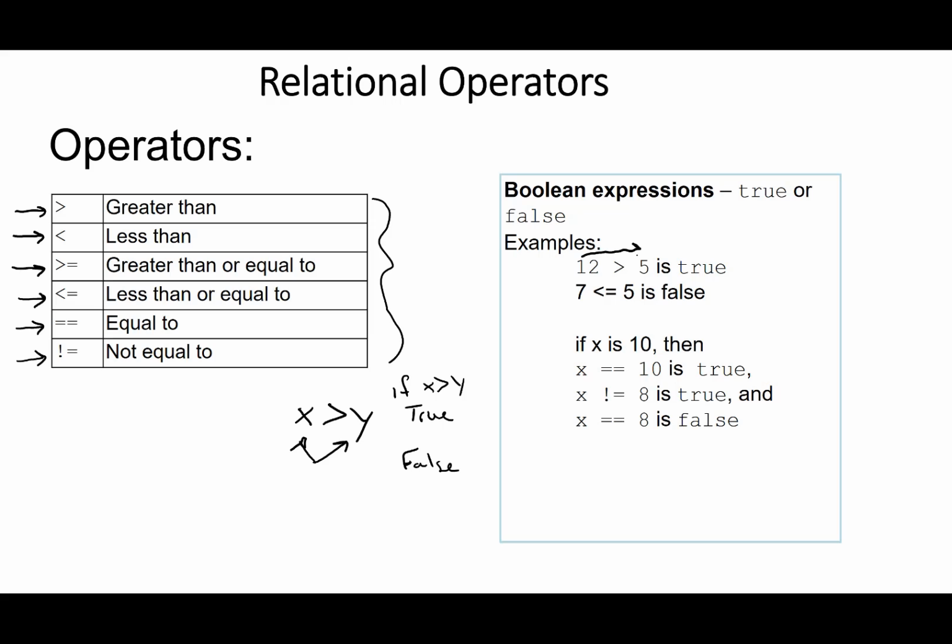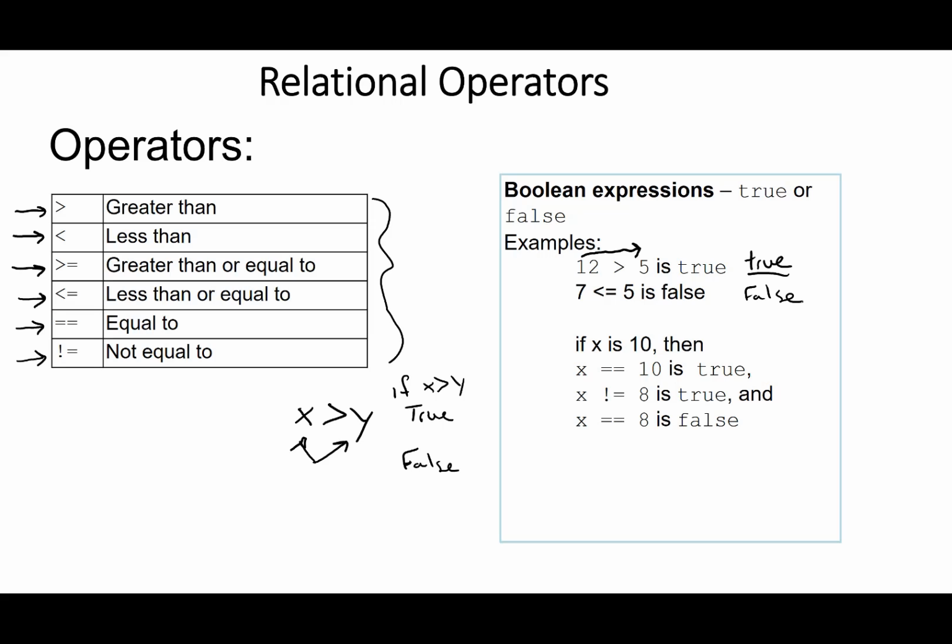For instance, with this, we're saying is 12 greater than 5. It's not saying is 5 less than 12, it's saying is 12 greater than 5. This is true. Once we do this comparison, this is going to be true in the computer. If we say is 7 less than or equal to 5, that's false, so this is going to be false.